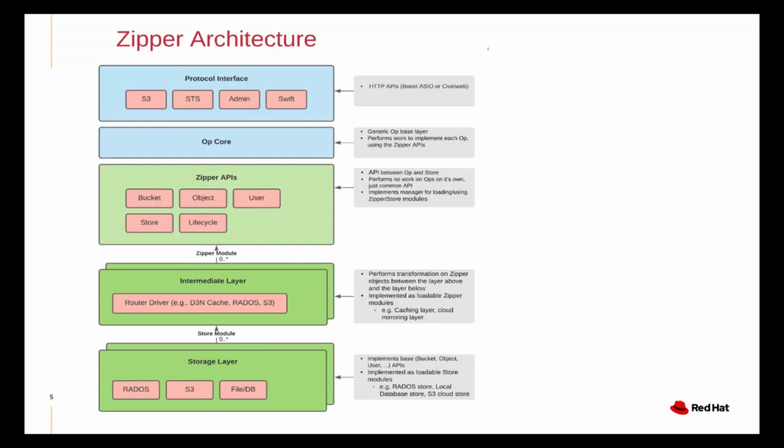The fact that this API cuts entirely across RGW and there's no side channels allows us to actually provide intermediate layers. And they implement the Zipper API both on top and below so that they can perform transformative operations such as caching. And then at the bottom, we have storage layers, which implement the full Zipper API and provide canonical data storage for actual operations.